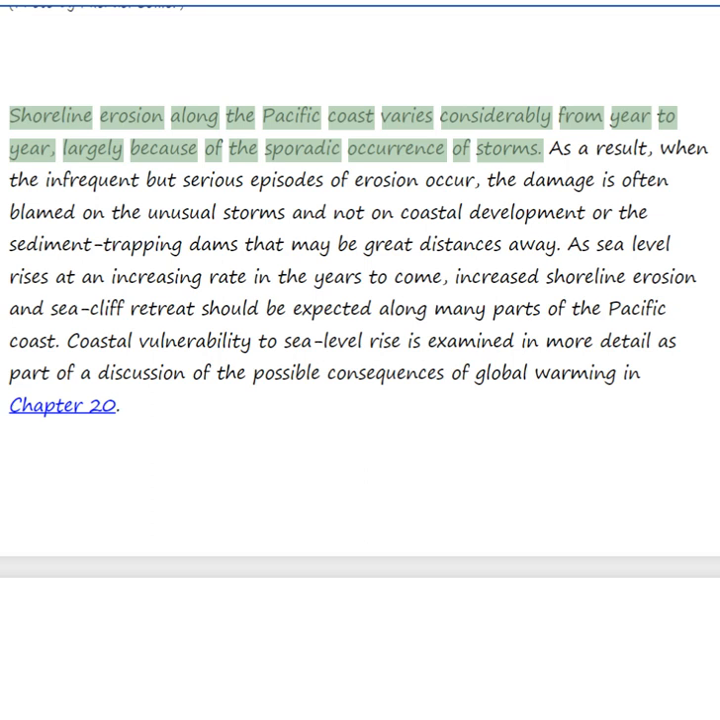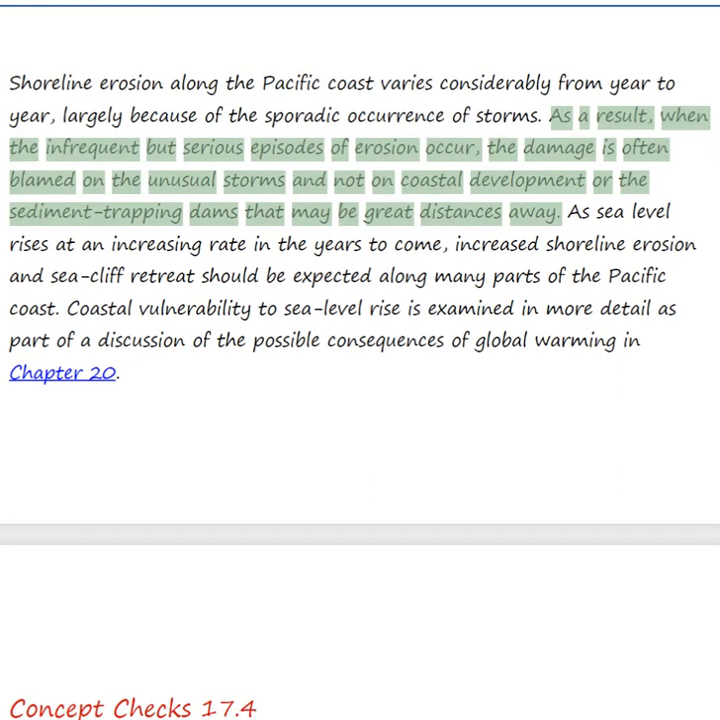Shoreline erosion along the Pacific coast varies considerably from year to year, largely because of the sporadic occurrence of storms. As a result, when the infrequent but serious episodes of erosion occur, the damage is often blamed on the unusual storms and not on coastal development or the sediment-trapping dams that may be great distances away.